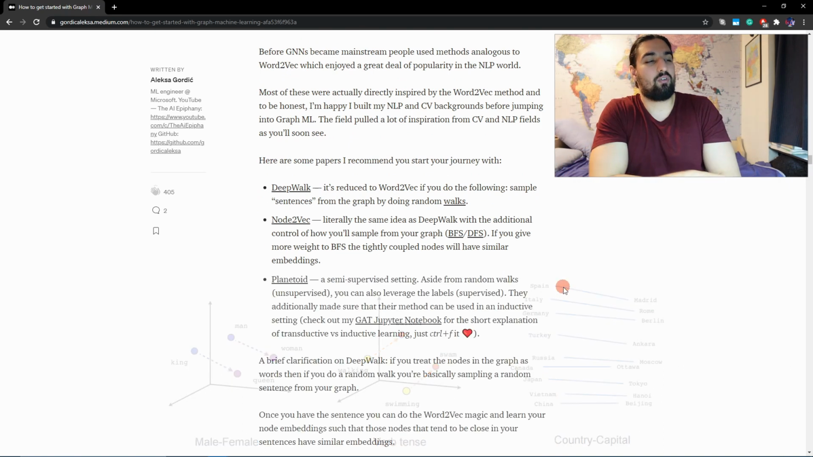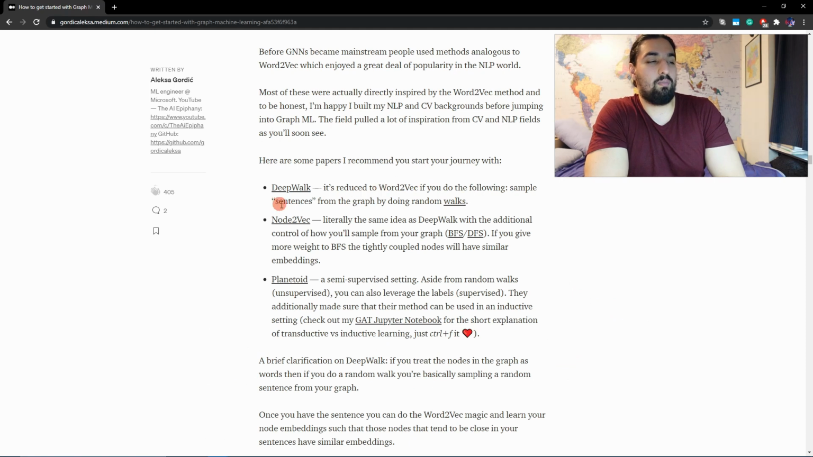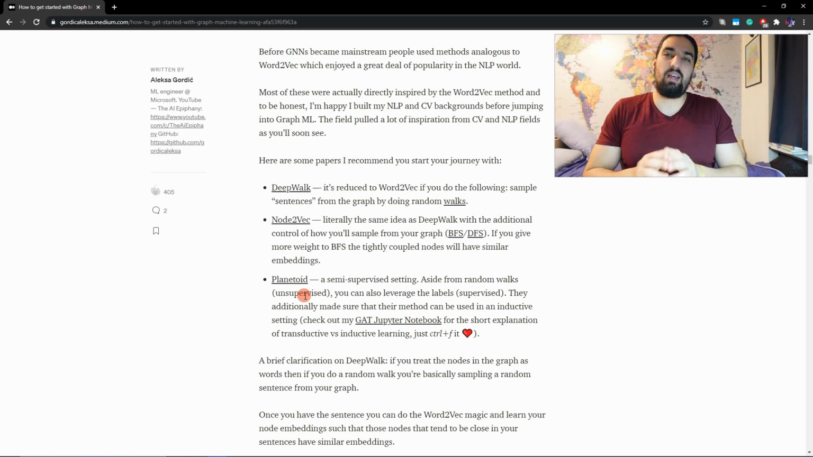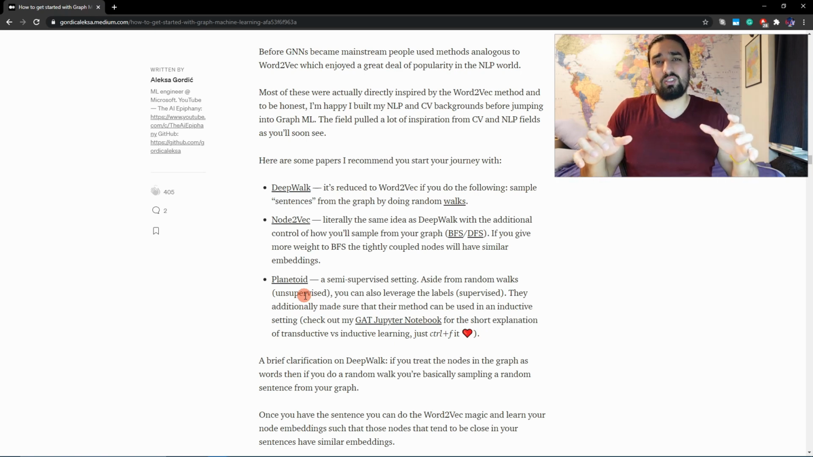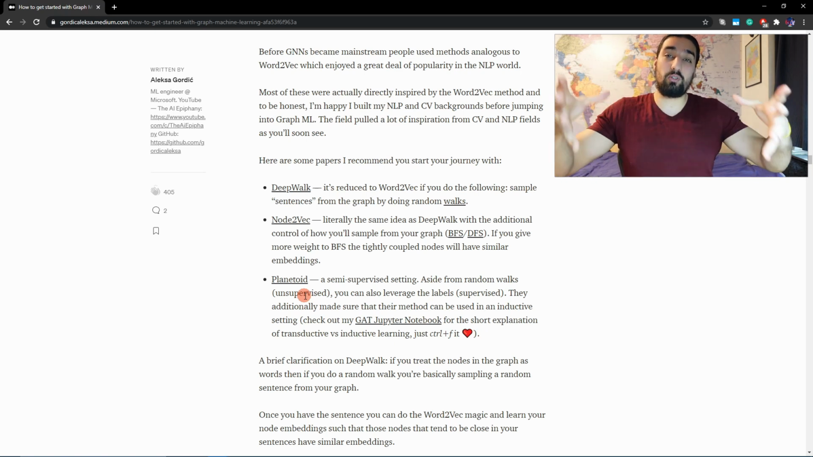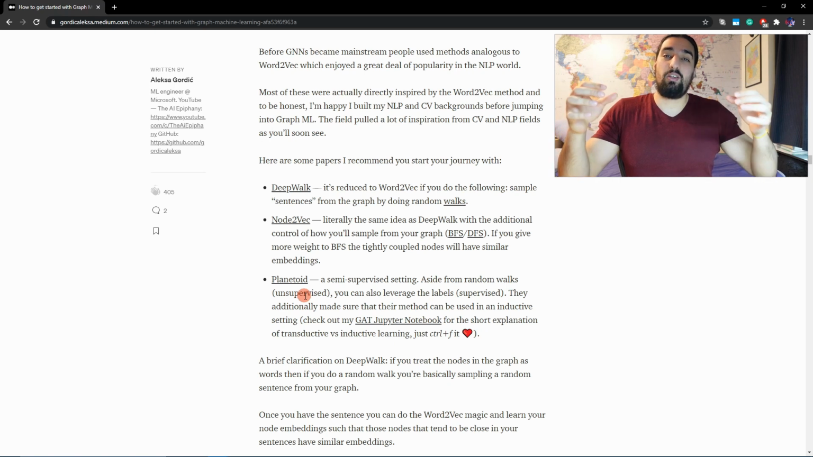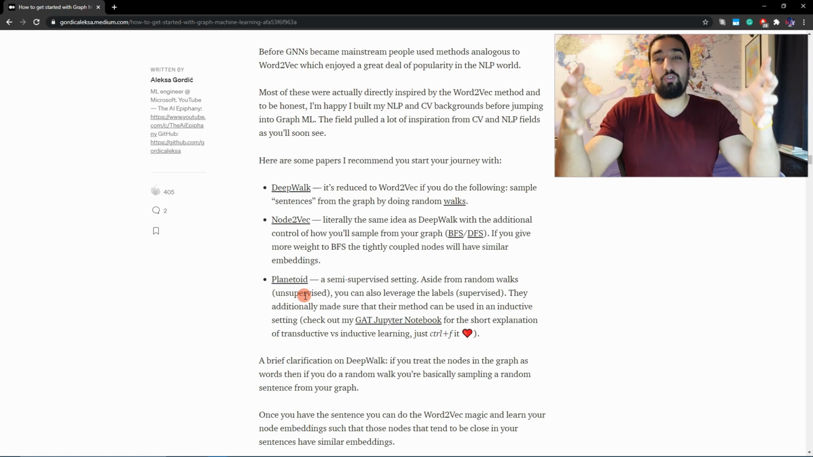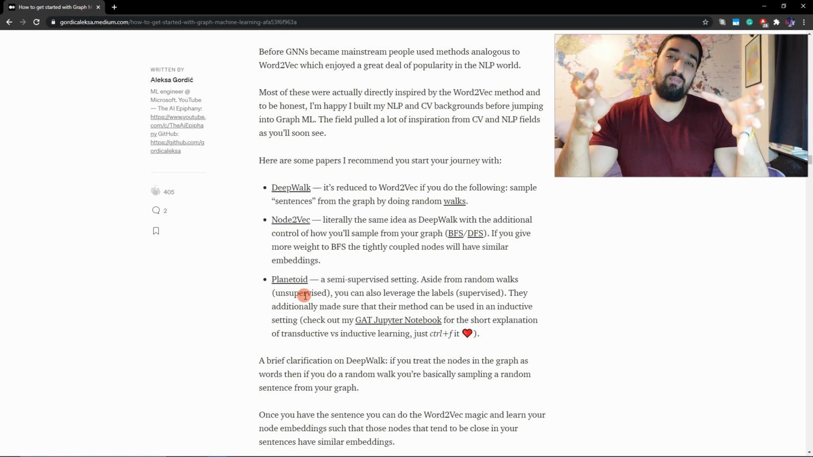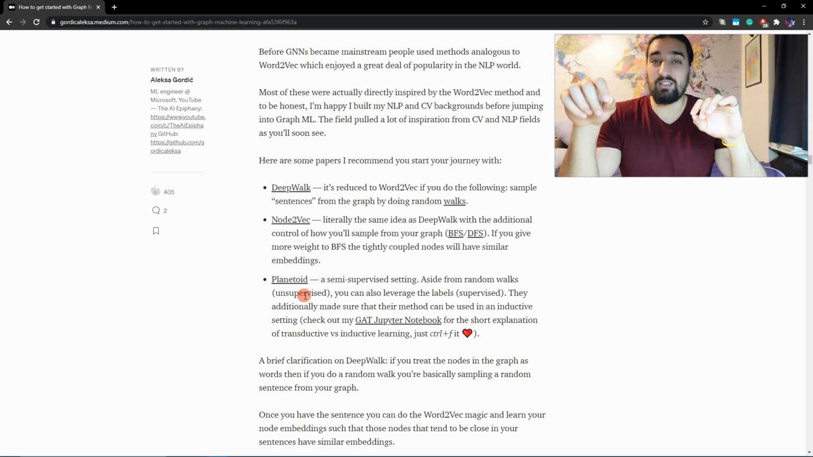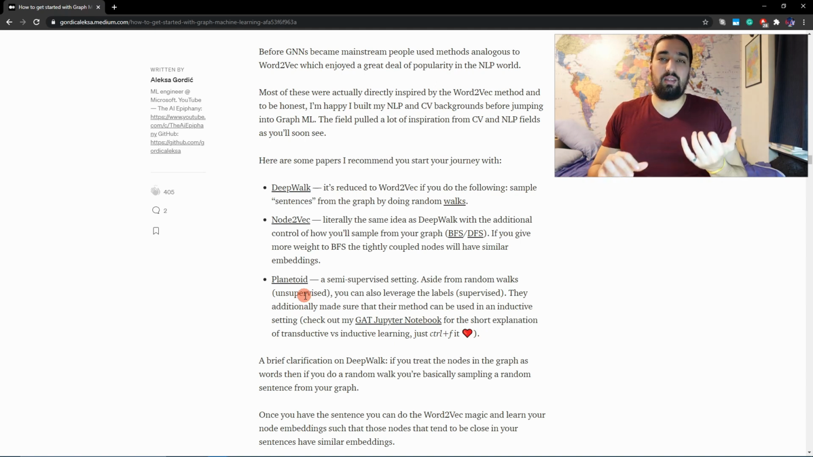So, for example, you have these algorithms: DeepWalk, Node2Vec and Planetoid. What DeepWalk does is the following: it samples random walks from a graph, and you can treat those as sentences. If you treat the graph as a corpus of text and you treat that specific random walk as a sampled sentence, it's basically the same thing as Word2Vec.